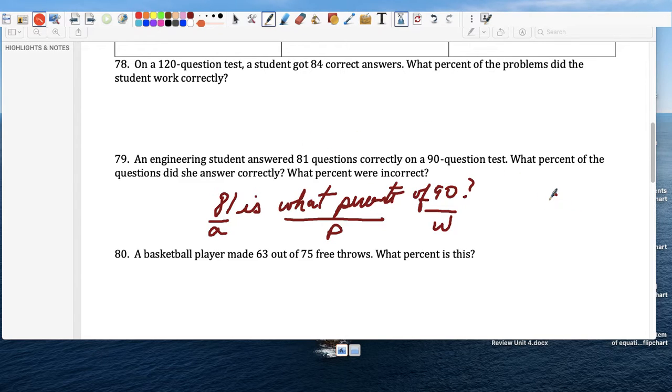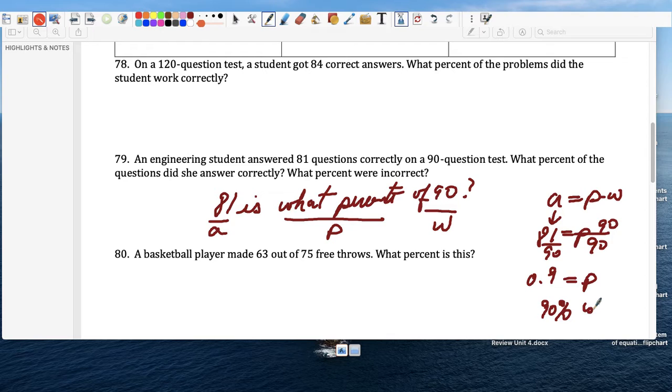So if we take that and we replace it, we get 81 is P times 90. We're going to divide both sides by 90. And we're going to find out that 81 out of 90 is 0.9. We're going to change that to 90%. So this is the correct. So obviously the incorrect would be 100% minus 90%, and that would give us 10% incorrect. Okay.